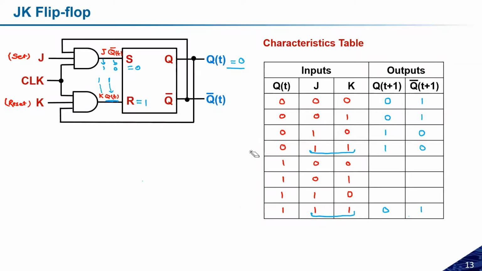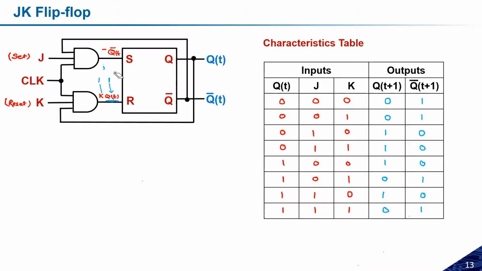Okay, so similarly, you can also calculate for the other three cases. Because see, if it is 1, 1, 0, 1, the Qt will become 1, and this J is 0, so this will become 0, and accordingly you will get 1 and 0 and 0. So it will become 0, 1, and 0. So this is how the truth table looks like.